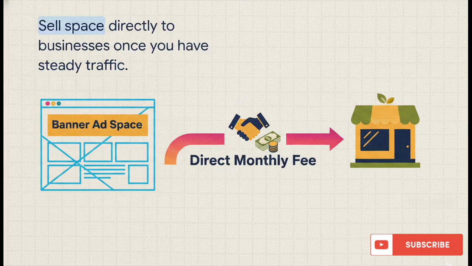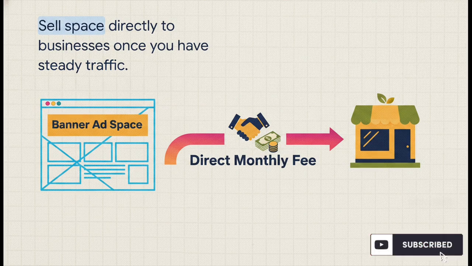Plus, selling directly doesn't only apply to your own products. With steady traffic, you can bypass AdSense entirely and sell banner space directly to businesses. Let's say you run a blog about local cycling trails. Instead of letting Google show random, unrelated ads for, I don't know, car insurance, you can go straight to the local bike shop and sell them a banner at the very top of your site for a flat monthly fee. This gives you full 100% control over your ad revenue, and it ensures that the advertisements are hyper-relevant to your specific audience.